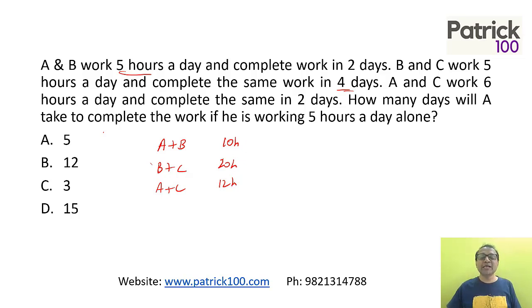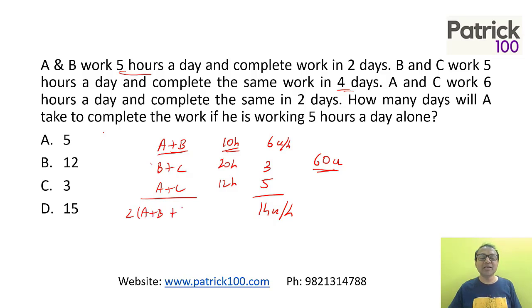So what we do is take the LCM of these three, 60. We assume 60 units of work totally. So in which case A and B will do 6 units per hour. So 60 units in 10 hours, 60 upon 10 is 6 units per hour. Same way B and C will do 3 units per hour and A and C will do 5 units per hour. So together they will do 14 units per hour. Together means if you add up all the three, it becomes 2A plus 2B plus 2C will do 14 units per hour. That means A plus B plus C will do 7 units per hour, half of it.